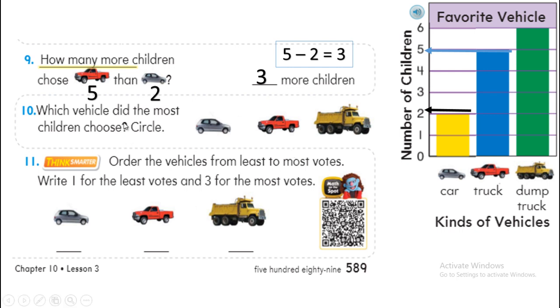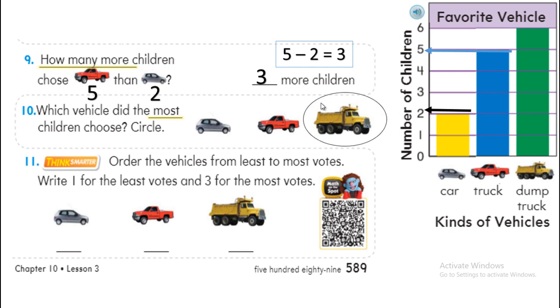Now question number 10. Which vehicle did the most children choose? And we want to know the most. This is the word that is very important. The most. That means I'm going to the longest bar. Where is the longest bar? The dump truck has the longest bar, so I'm gonna circle the dump truck.